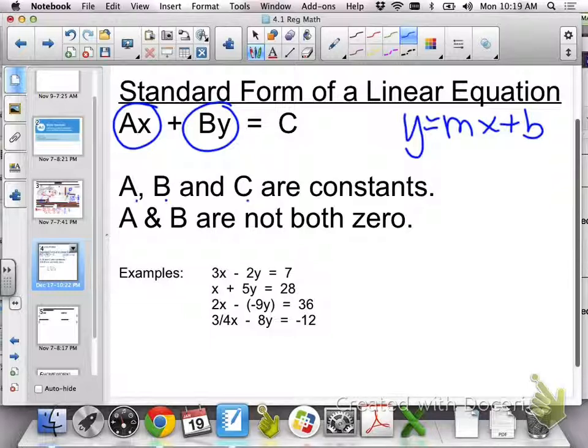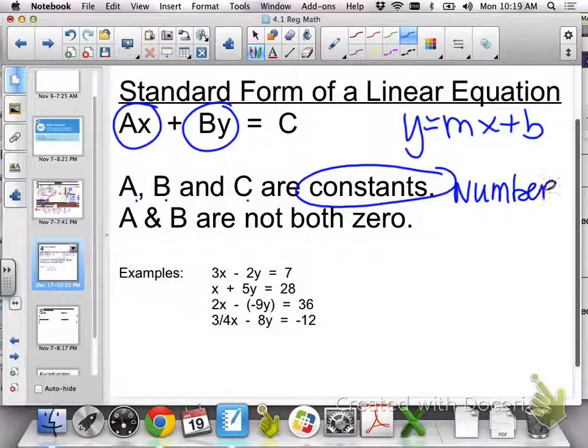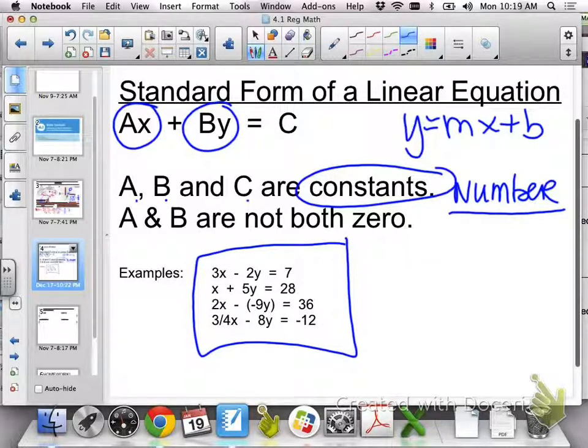A, B, and C are constants. So constant is a fancy way to say number. So can you go ahead and add that to your notes? But what's important to know is A, B, and C can't all be 0. 0 is a number, but only one or the other of A and B can be 0, but not both of them. And then here are some examples of equations in standard form.